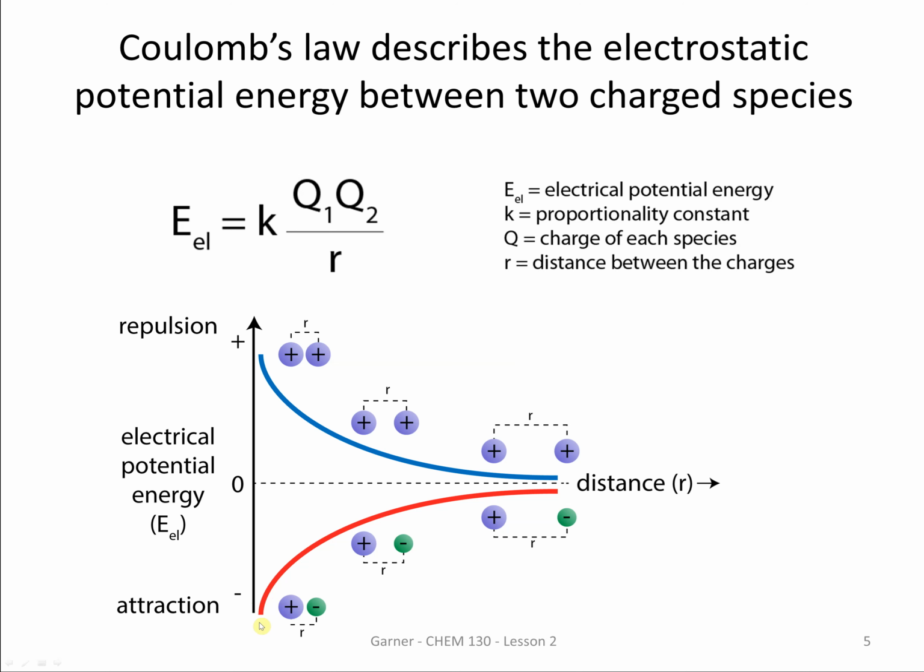So the lowest energy state for two opposite charges is when they're close together, and you would have to put in energy to pull them apart to reach a higher energy state. For our two like charges, the lowest energy state is when they're far apart from each other, and you would have to put in energy to push those two charges together since they're repelling one another.